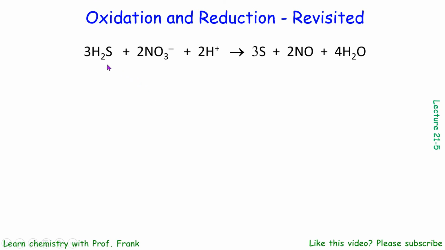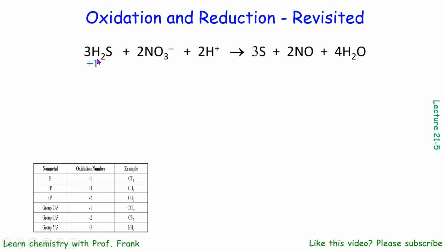Let's take a look at this example. For hydrogen, unless it combines with metal, always positive 1. And there are 2 hydrogen, so therefore sulfur should be negative 2 because the overall should be 0. Positive 2 plus negative 2 equals 0.